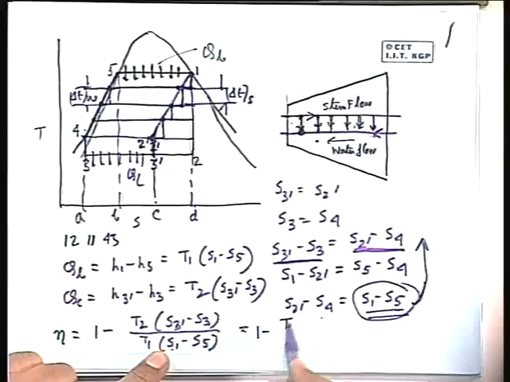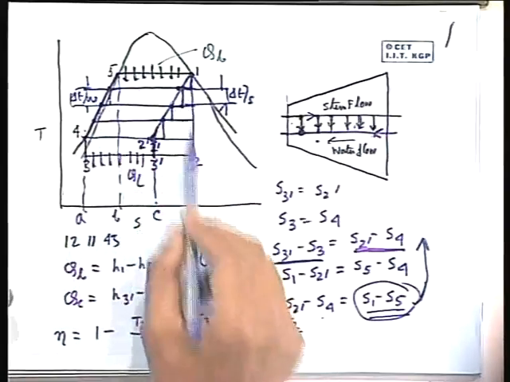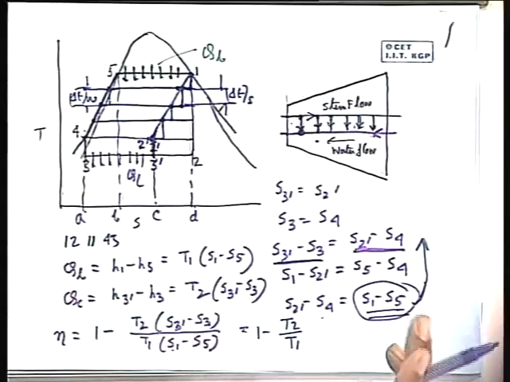So that 1 minus T2 over T1. It is very simple from the geometry. So therefore this becomes a Carnot cycle. Clear?